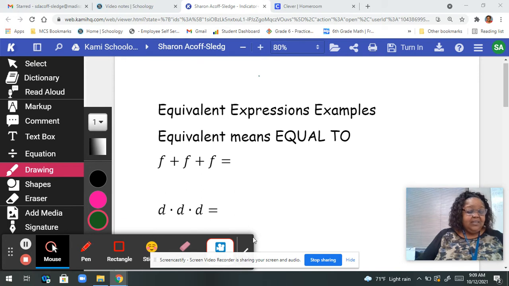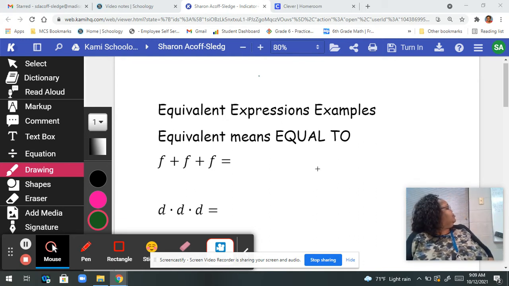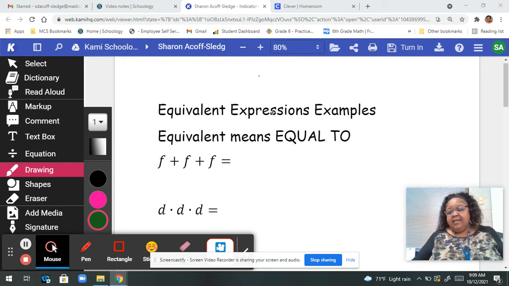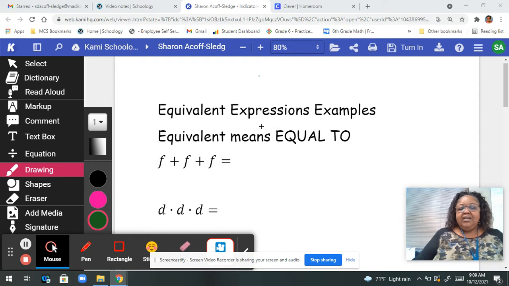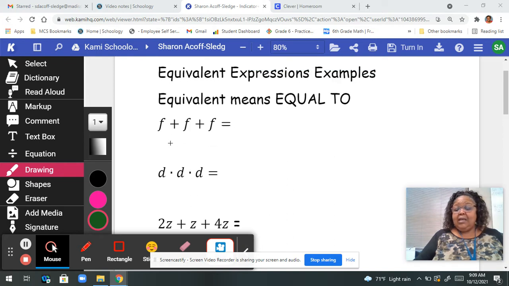We're still talking about equivalent expressions, and again, our learning target is that I can recognize equivalent expressions. So equivalent means equal to. So when we create these expressions, they are equal to the original expression. So our first expression is f plus f plus f. Okay. So we're going to create an expression that is equivalent to this.